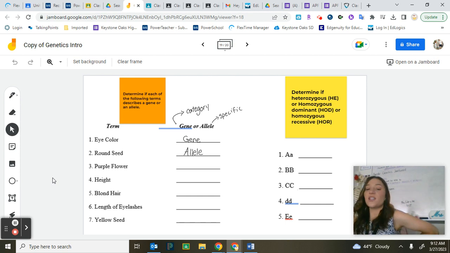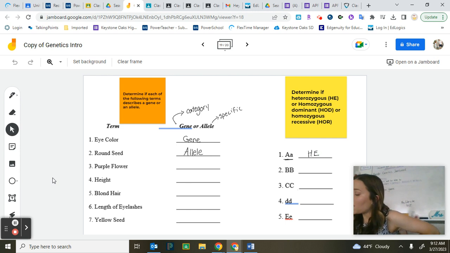I asked you to determine if these genotypes are heterozygous, homozygous dominant, or homozygous recessive. Looking at that first one, big A, little a, those are two different letters. One is dominant, one is recessive. So that is heterozygous since hetero means different.